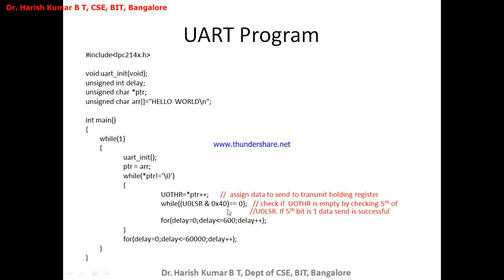Now as long as this condition is satisfied, keep looping. That means it is still transmitting. The moment this condition is not satisfied, E is transmitted, then with a small delay again go for transmitting the next character. So like this Hello World gets displayed, and since we are writing this inside the while loop, the Hello World will be displayed forever, continuously.